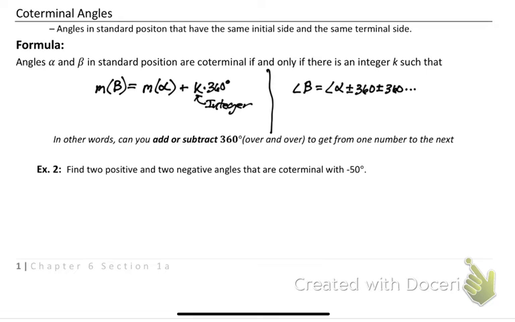All right, find 2 positive and 2 negative angles that are coterminal with negative 50. So we start with negative 50, and it says 2 positive and 2 negative, so just add 360. Earth-shattering stuff. That will be a positive angle that ends in the same place. So that's going to be 310 degrees. How do I get another positive angle? I add 360 again, and we get 670.